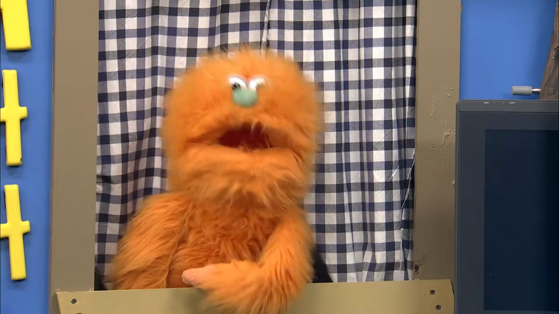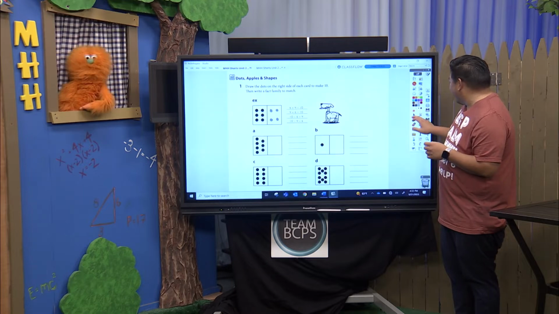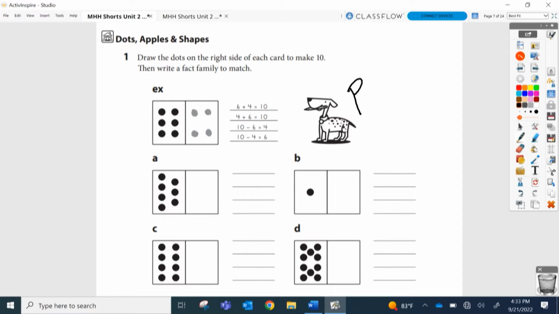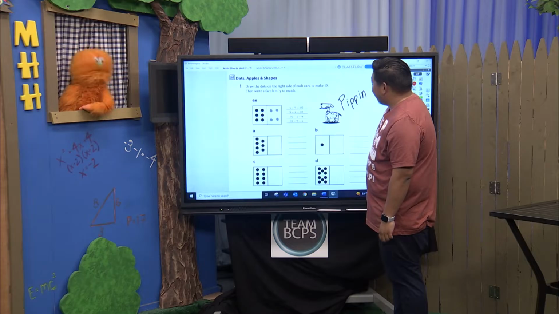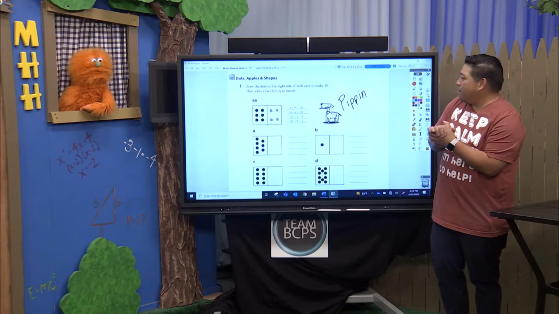Wait a minute. We have to give the dog a name, Mr. Teng. What do you want to name the dog, Max? Pippen. P-I-P-P-E-N. Yes, two P's. That's correct. Ready to go?